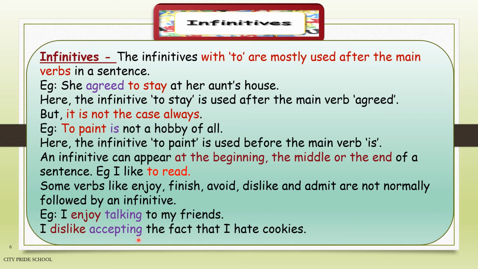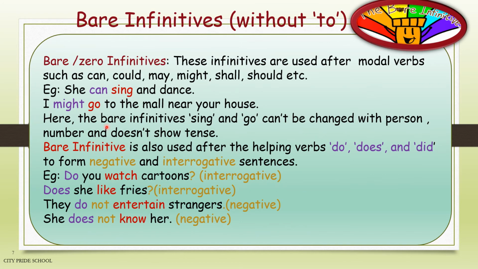I dislike accepting the fact that I hate cookies. And if we say I dislike to accept the fact that I hate cookies, it will be wrong, it will be incorrect. Bare infinitives are infinitives without to. They are also called zero infinitives. These infinitives are used after modal verbs such as can, could, may, might, shall, should, etc. And there are many other modals also.